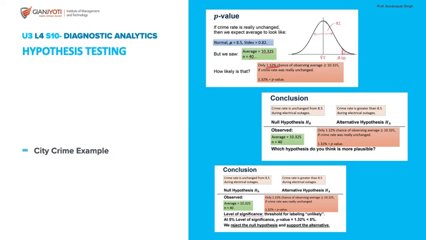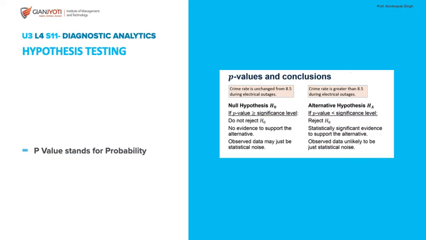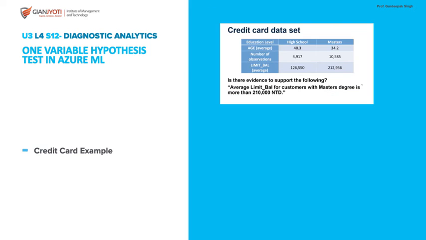That means the occurrence of 10.3 to 5 and more is not significant enough, right? Then we reject the null hypothesis and we take the alternative hypothesis. So how do we conclude? Crime rate is unchanged from 8.5, that was the null hypothesis. Crime rate is greater than 8.5 during electrical outages, that was the alternative. Now if the p-value is less than the significance level, we reject the null hypothesis, and we select the alternative hypothesis.